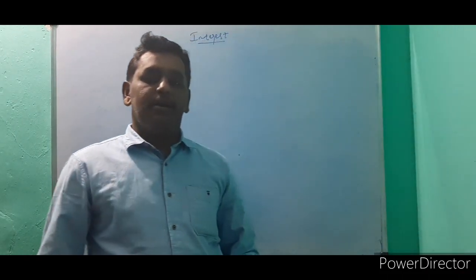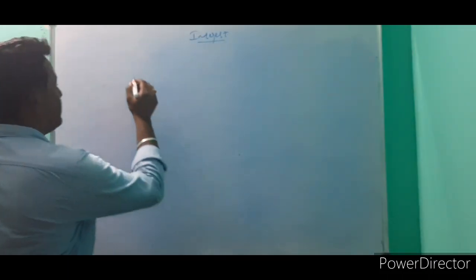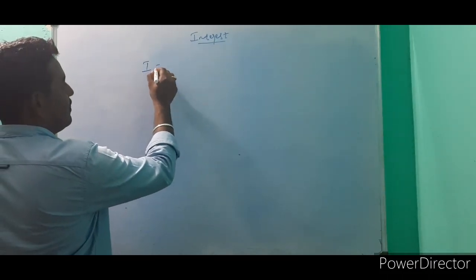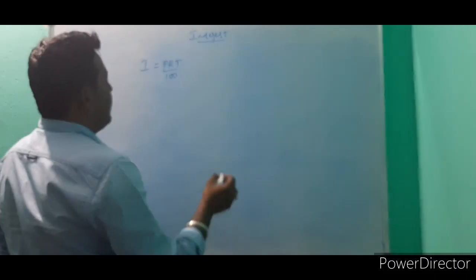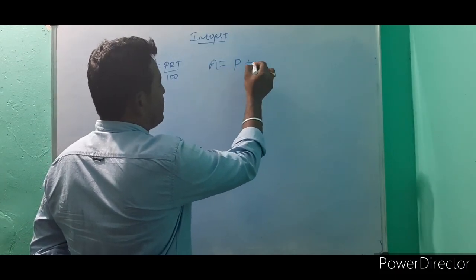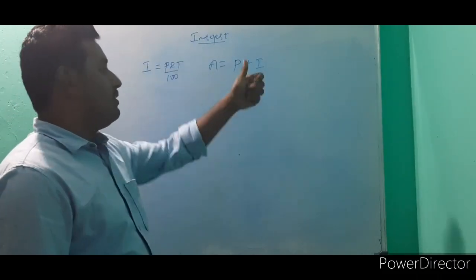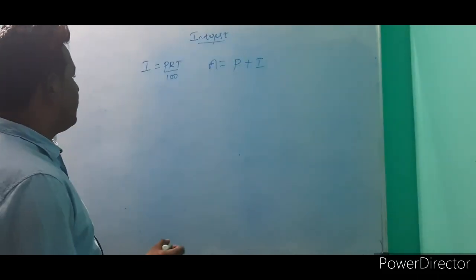So, in our last class, we discussed the theory part of interest, how to find interest based on the principal amount. The formula is I is equal to PRT divided by 100, and we also have to find the amount, that is principal plus interest. So you have to add principal and interest, and you will get the amount. So this is the formula.